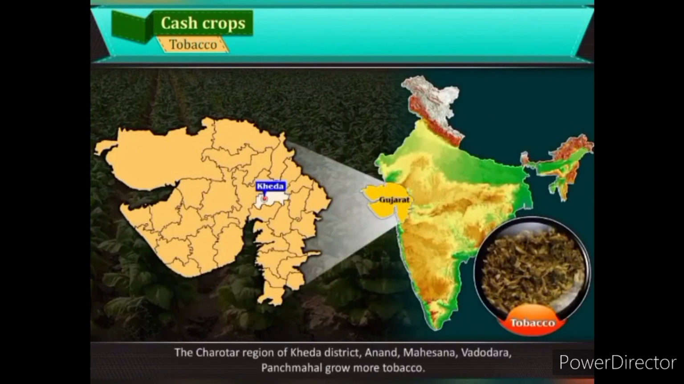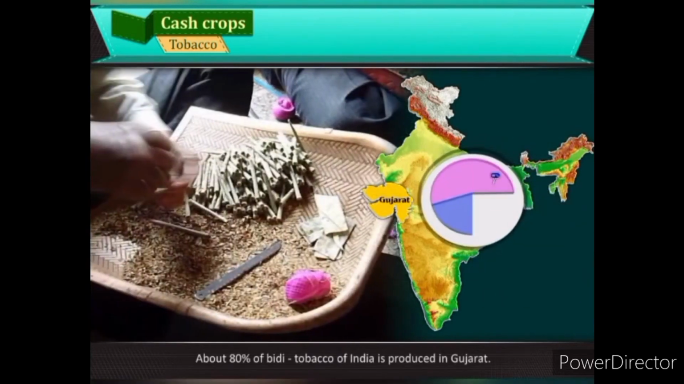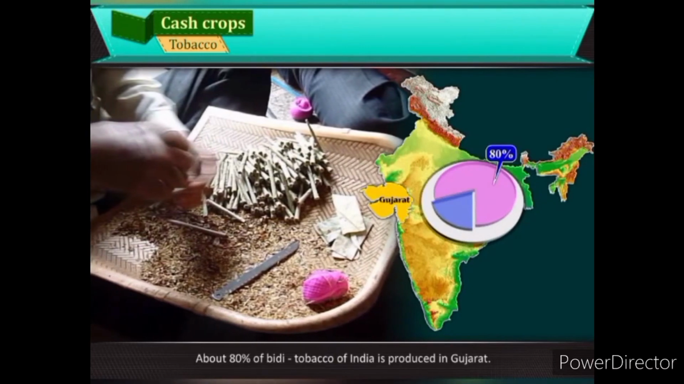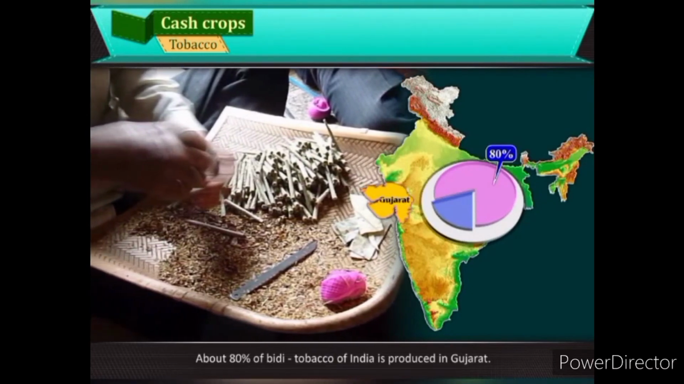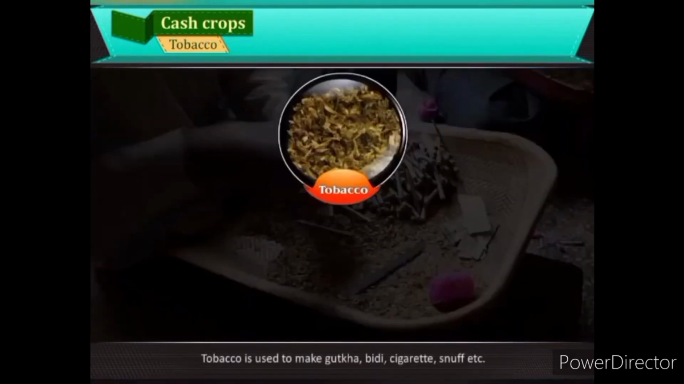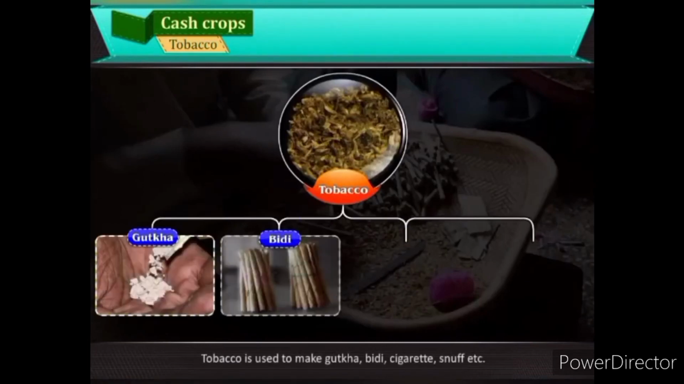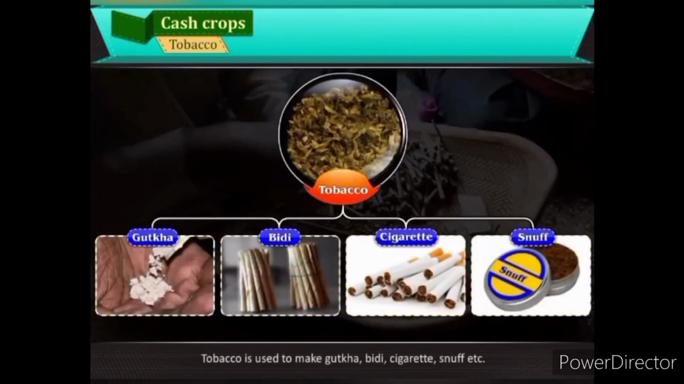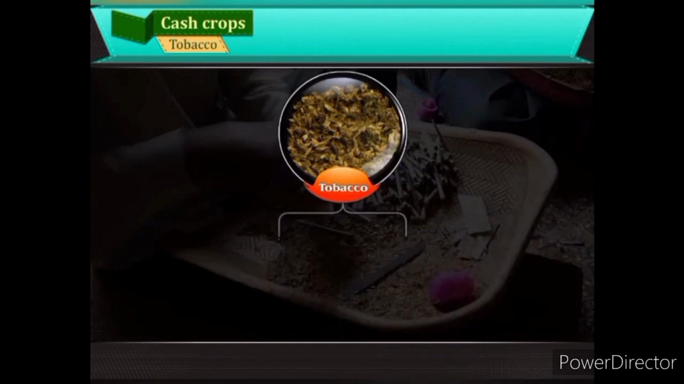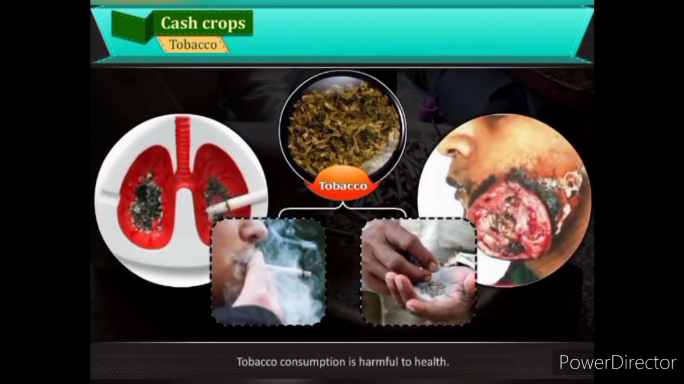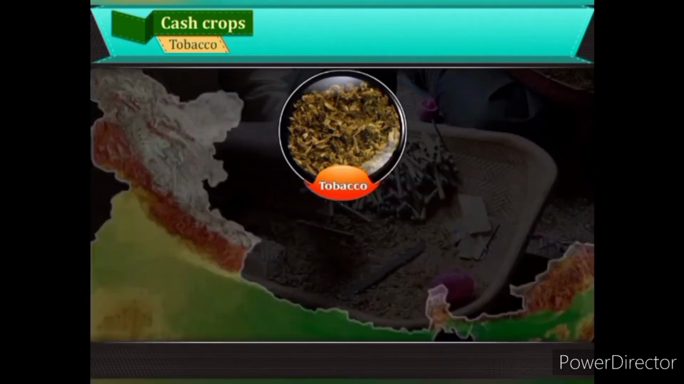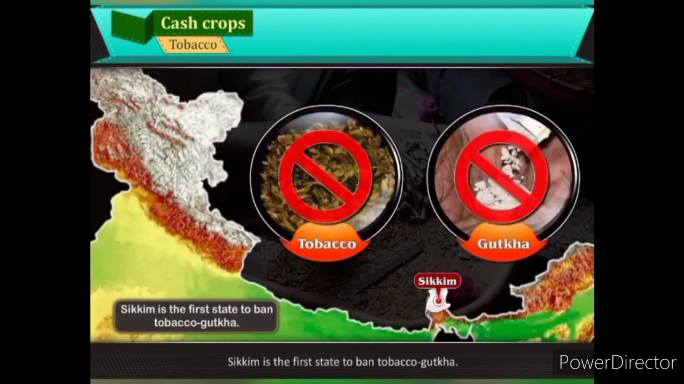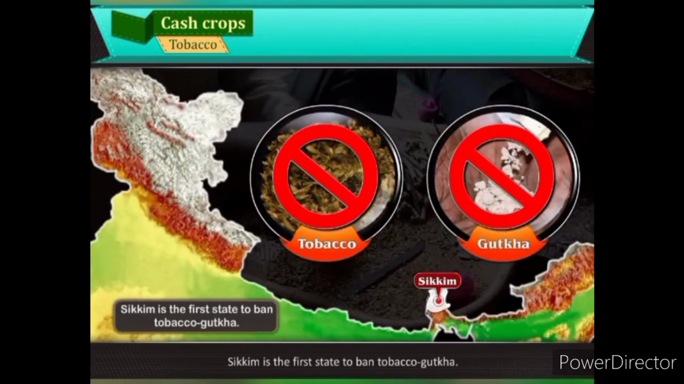The Charotar region of Kheda district, Anand, Mahesana, Vadodara, Panchmahal grow more tobacco. About 80% of BD tobacco of India is produced in Gujarat. Tobacco is used to make gutkha, BD, cigarette, snuff, etc. Tobacco consumption is harmful to health. Sikkim is the first state to ban tobacco gutkha.